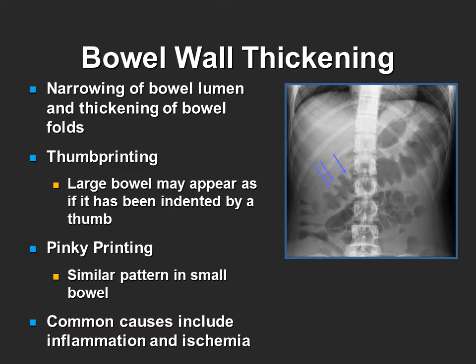It is also important to look for any bowel wall thickening on abdominal plain films. When bowel wall thickening occurs, both thickening of the bowel folds and narrowing of the bowel lumen occur. As a result, it may appear that there is also increased distance between bowel loops. On plain films, the large bowel appears as though it has been indented by a thumb, and this is referred to as thumb printing. When this phenomenon occurs in small bowel, it is called pinky printing. The most common causes are inflammation and ischemia.